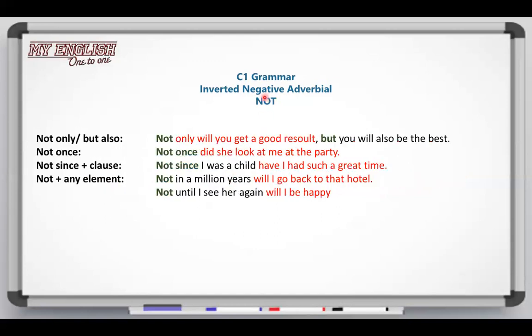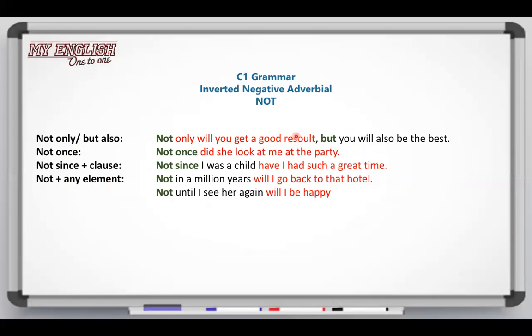Now we're going to check constructions or adverbials with the word not. Here we have four cases: not only but also, not once, not since plus clause, not plus any element. So let's start with not only but also. So not only will you get a good result, but you will also be the best.